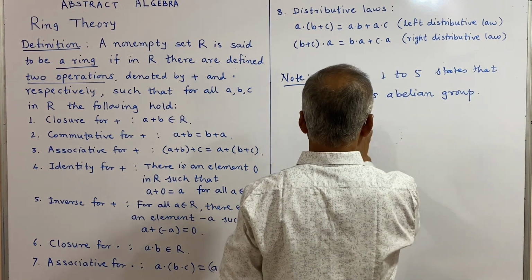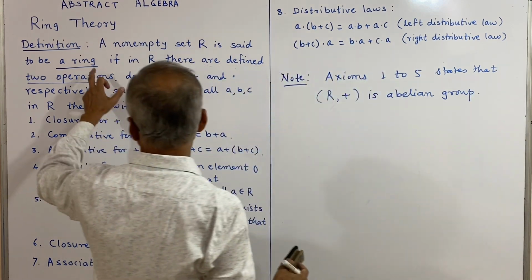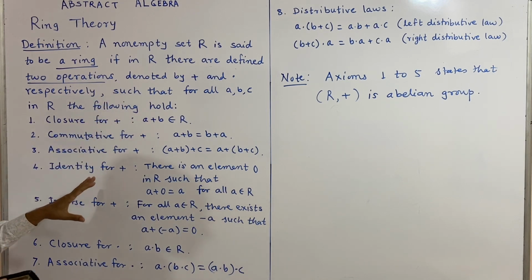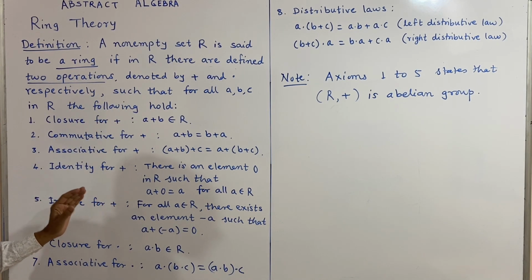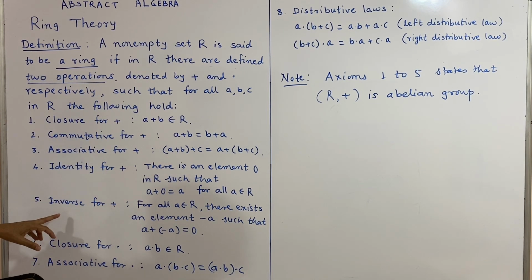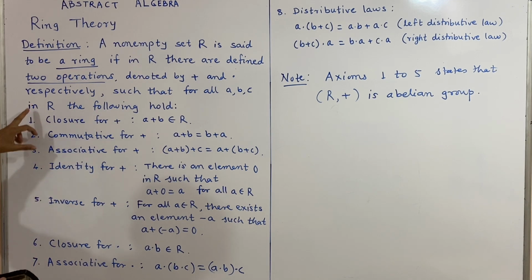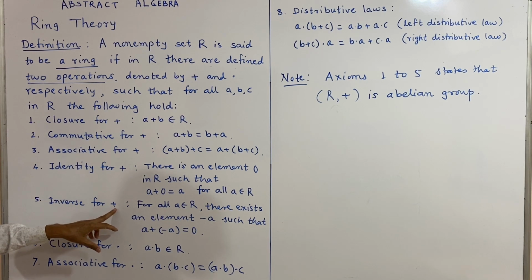And so the non-empty set R must be an abelian group with respect to addition operation. In group theory we have studied what an abelian group is. These are the 5 necessary laws to be satisfied by this plus operation, then it becomes an abelian group under plus.